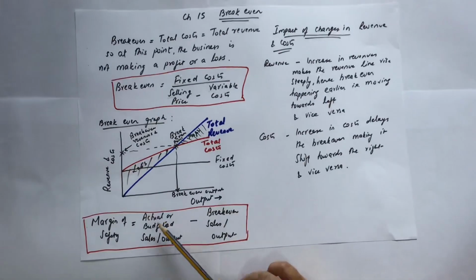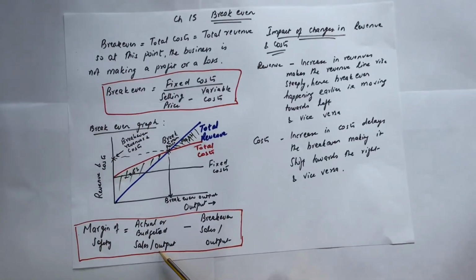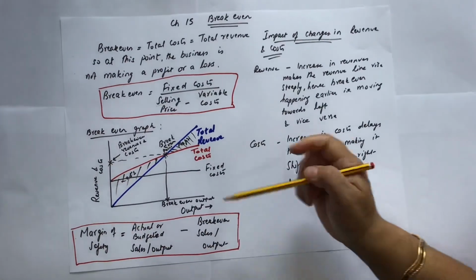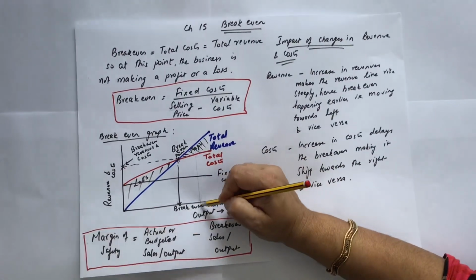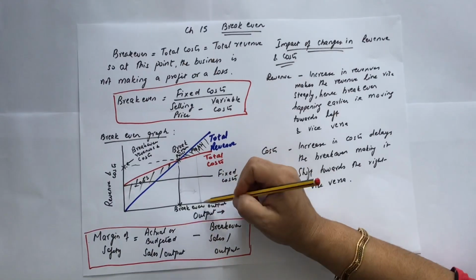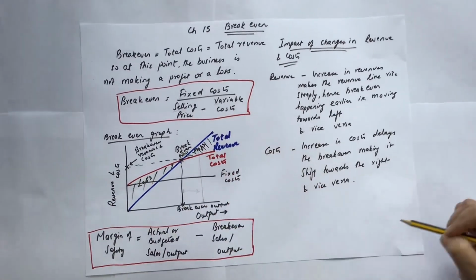Margin of safety is basically actual or budgeted sales output minus break even sales output. So if that's the break even output and in actual they're producing this much, that's your margin of safety. So your current output minus break even output.